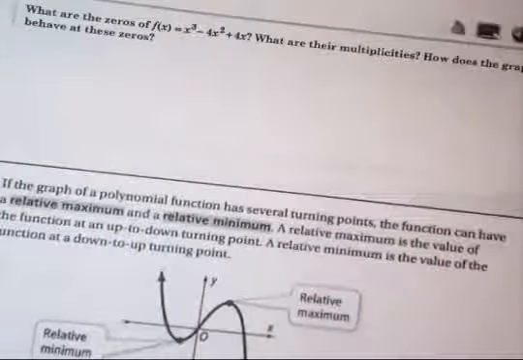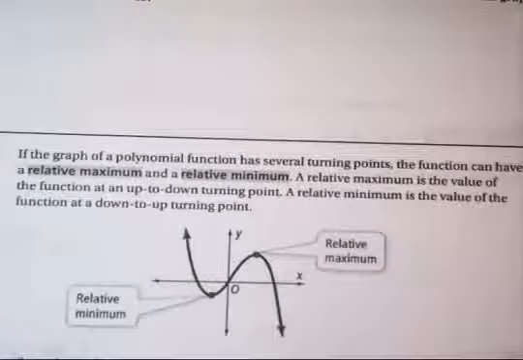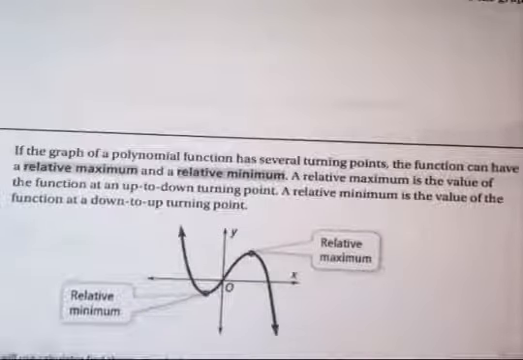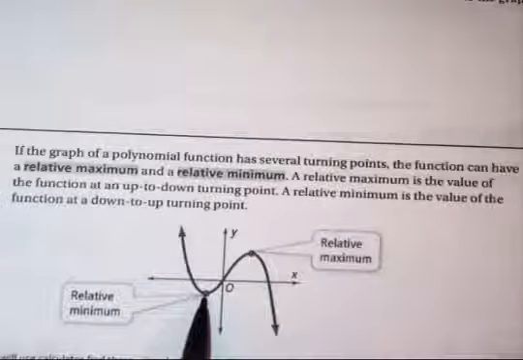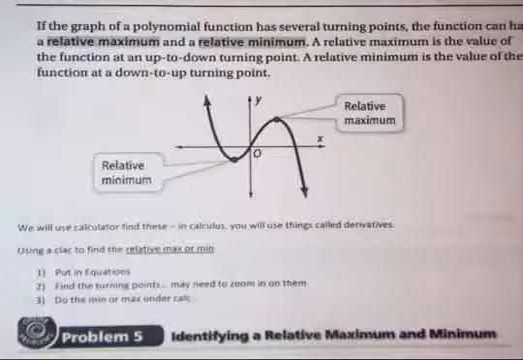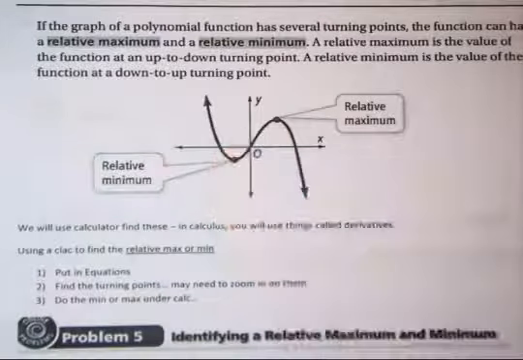Next, if the graph of a polynomial function has several turning points, the function can have what we call a relative maximum, and it can have a relative minimum. A relative maximum is the value of a function at an up to down turning point. The relative minimum happens at a down to up turning point. We're going to learn how to use a calculator. In calculus, you're going to learn how to do these with these items that we call derivatives. Alright, we're not there yet, that's for sure. But these little turning points, these minimums and maximums, are going to be so important to you come calculus.